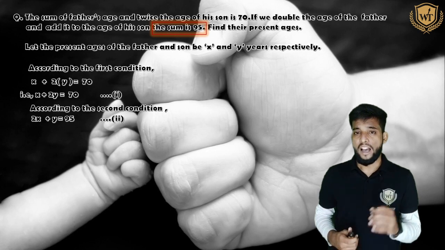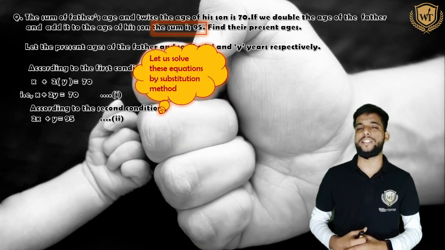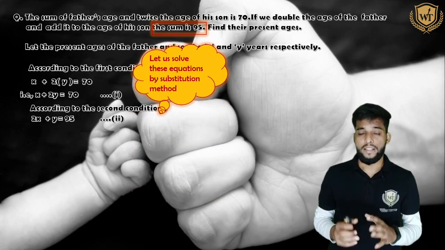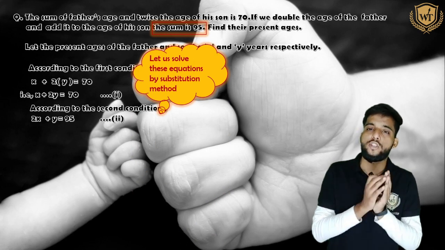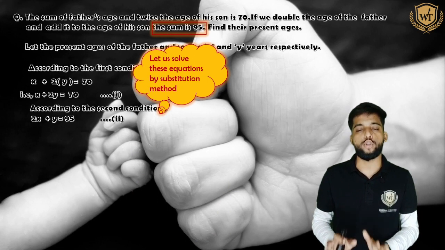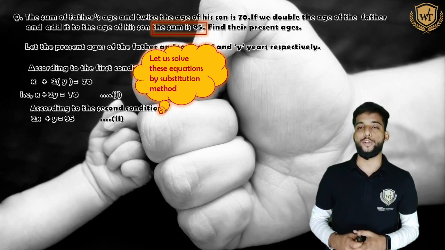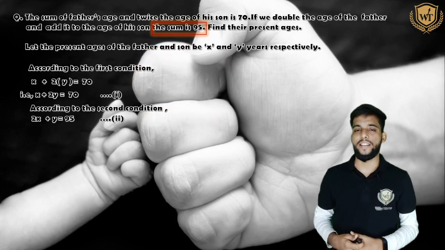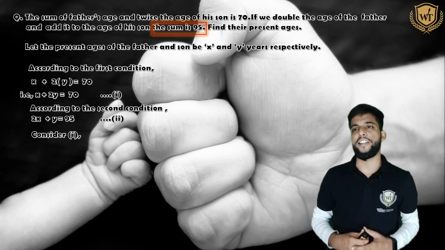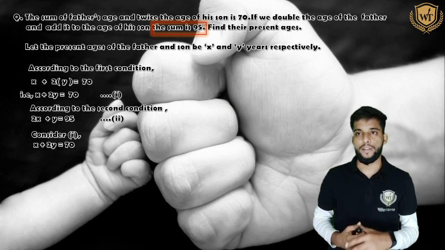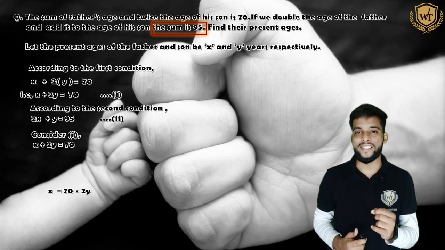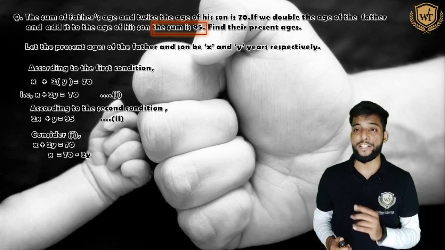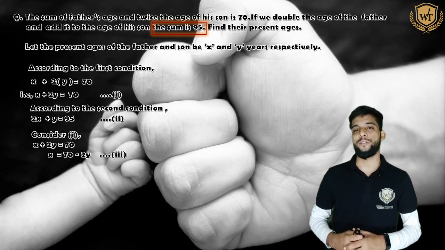Students, again let us solve these equations by the substitution method. I repeat, there is no compulsion that you have to use substitution only. You can solve it by any other method also. I am using substitution because it is a little easier in this case. So let us consider equation number 1 again. x plus 2y is 70. 2y let us transpose to the right hand side. So the value of x will be 70 minus 2y. This is equation number 3.